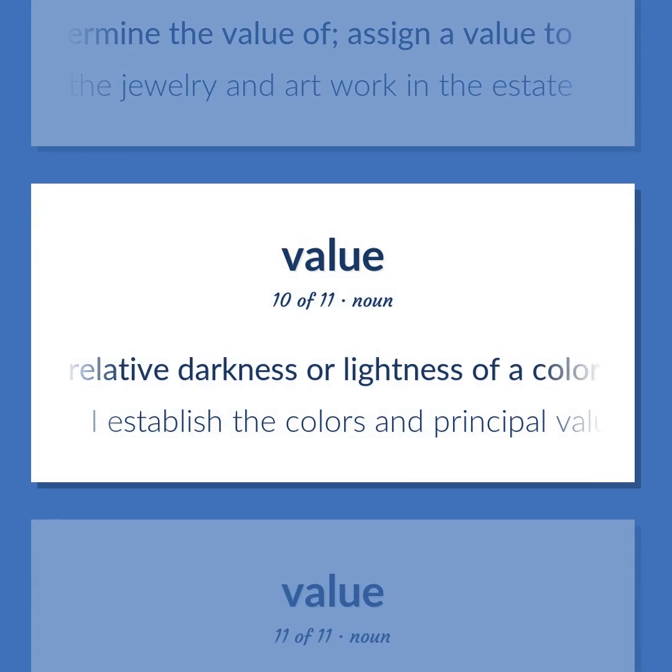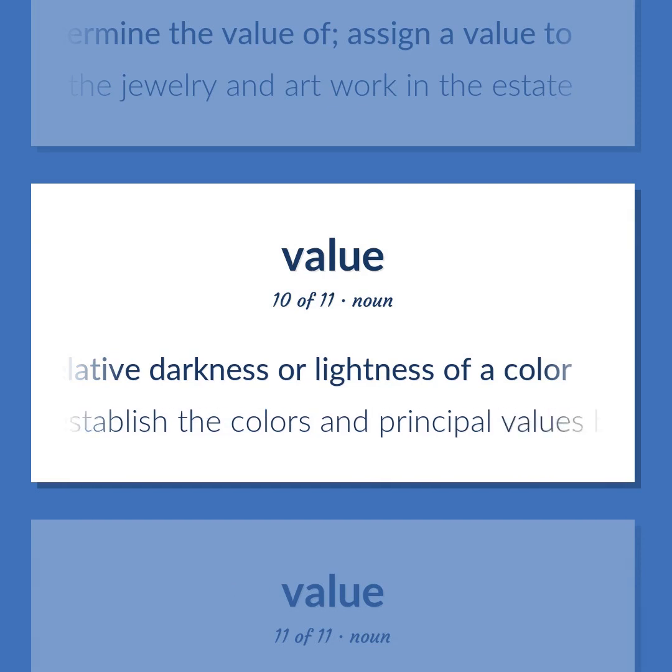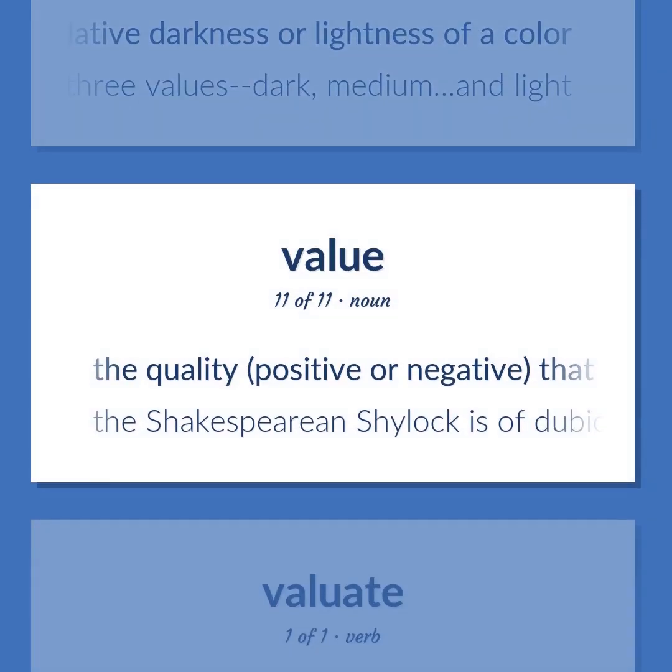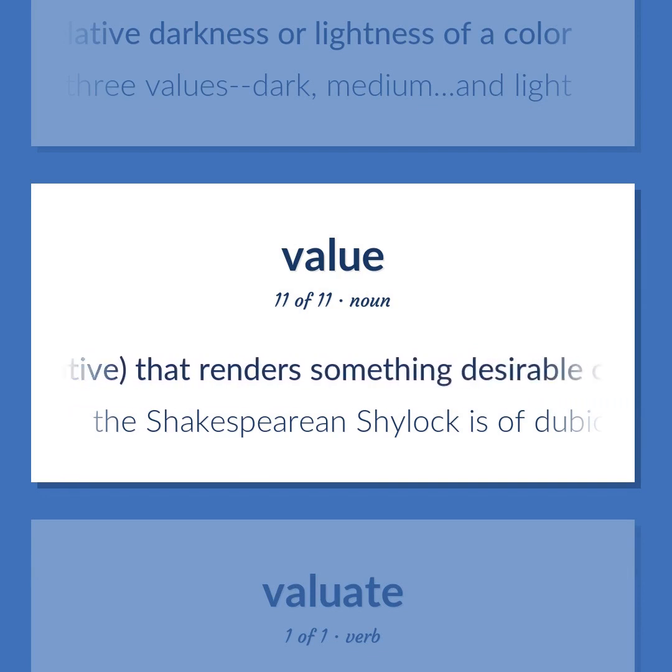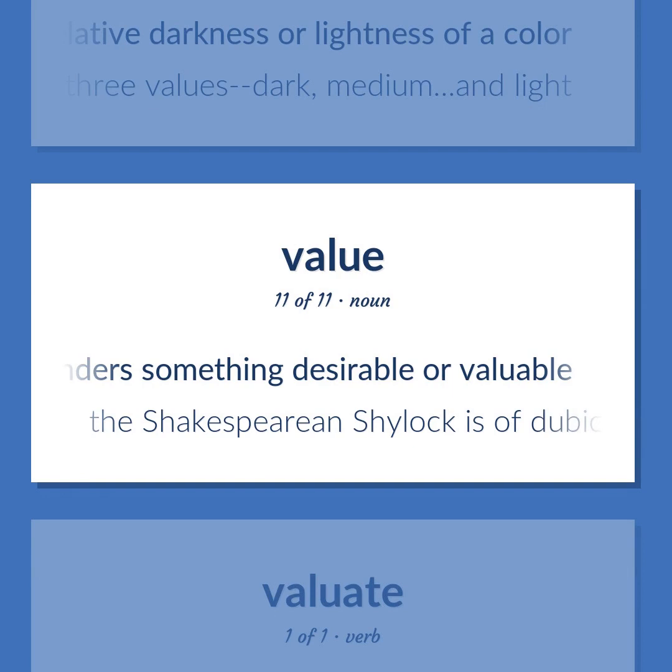Relative darkness or lightness of a color. I establish the colors and principal values by organizing the painting into 3 values, dark, medium and light. The quality, positive or negative, that renders something desirable or valuable. The Shakespearean Shylock is of dubious value in the modern world.